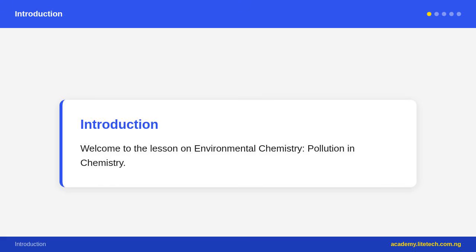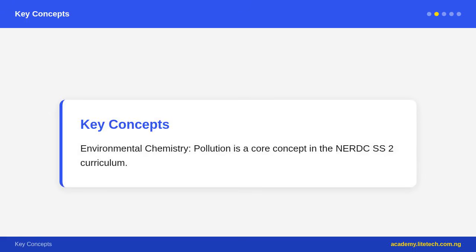Acid rain, pH 4.5 and below, damages buildings, limestone and marble: CaCO3 + H2SO4 → CaSO4 + H2O + CO2. It kills aquatic life in lakes, damages forests, and corrodes metals.